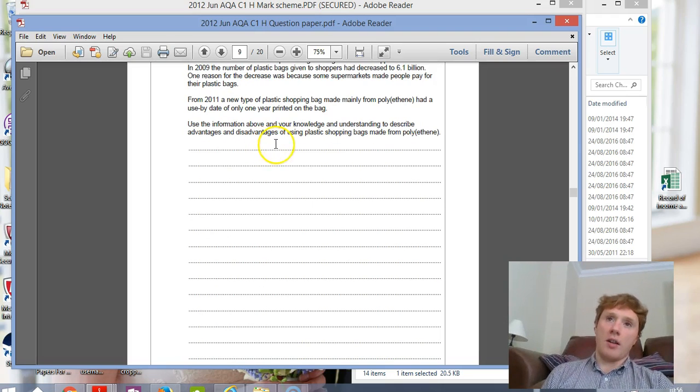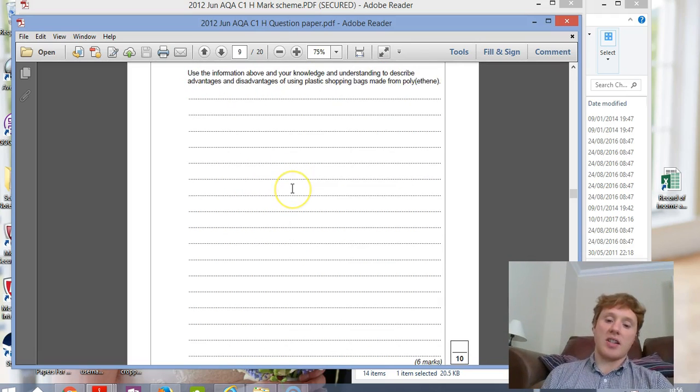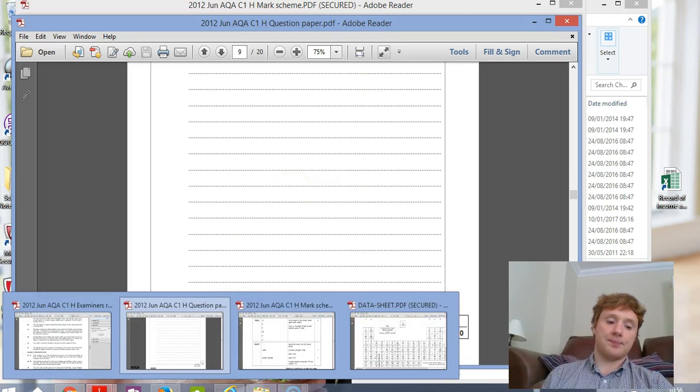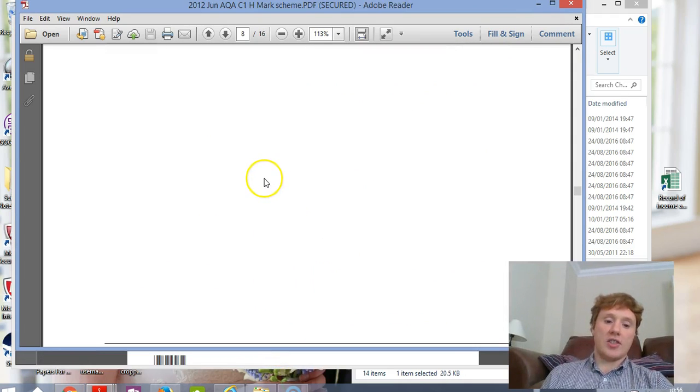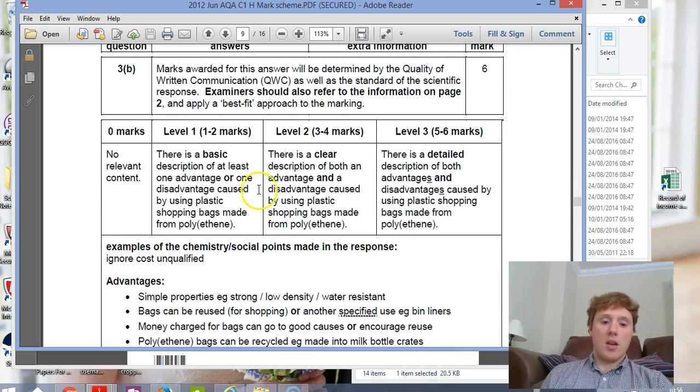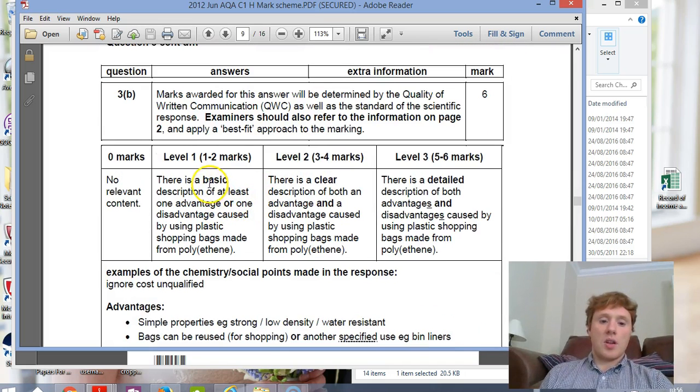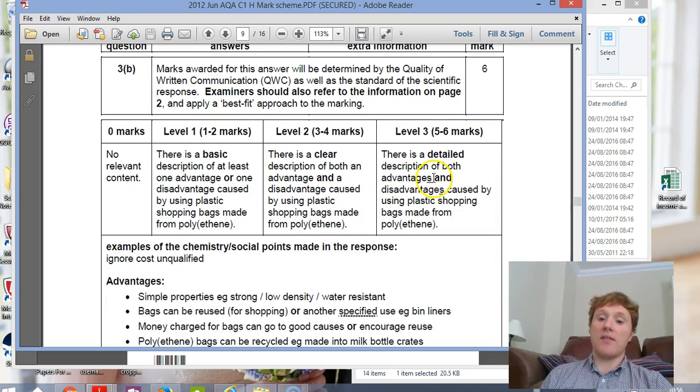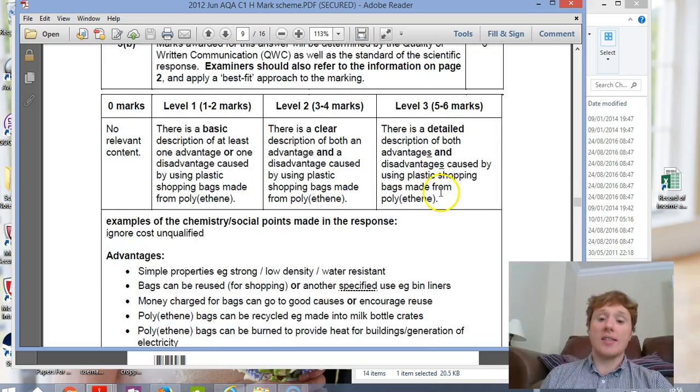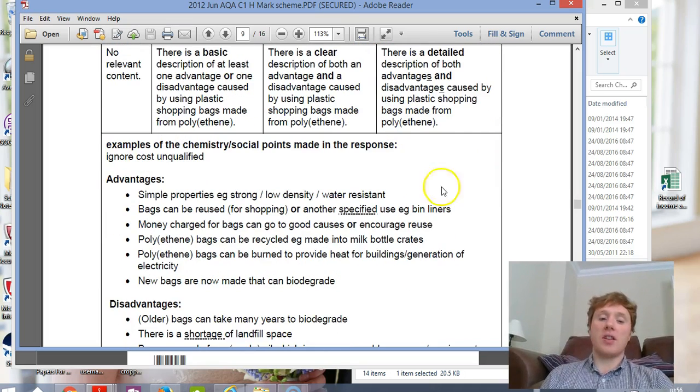So hopefully you should know about recycling, burning, landfill, the advantages and disadvantages of those. It's a 6 marker, off you go. Right, so for 2 marks you need a basic description of one advantage and disadvantage, for 3 to 4 you need a clear description of advantage and disadvantage, and for 5 to 6 you need detailed description of advantages and disadvantages, so you need at least 2 of each for number 5.